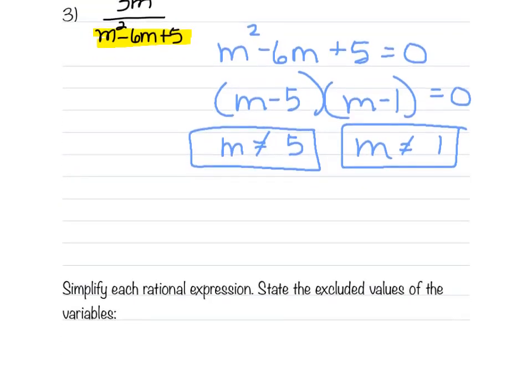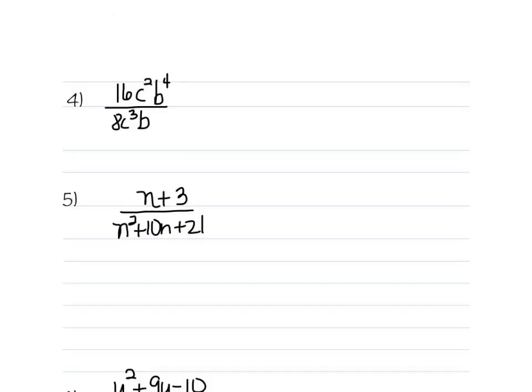Okay, for the next few exercises, we're going to be simplifying the rational expressions, and then we're going to also be stating the excluded values. Number 4. To simplify means to reduce. Okay, so let's go ahead and reduce number 4.